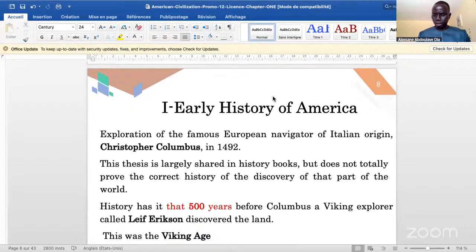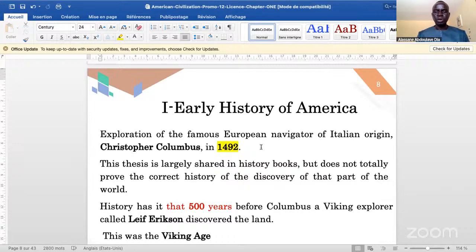So, early history of America. When I talk about the early history of America, I refer to exploration: the explorers who discovered the continent. Many among you, when they talk about the discovery of America or exploration, all of you talk about Christopher Columbus in 1492. That's what you have learned in history books. That's what you have been taught so far.